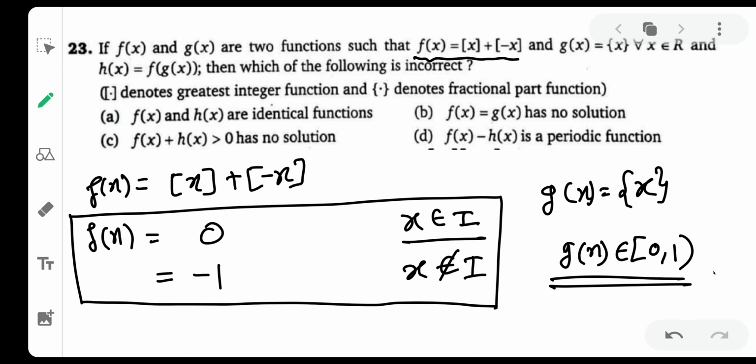Okay. So they are asking a few things. Let us first check option A. Why do we need to check every option? Because they have asked us which of the following is incorrect. So first of all we'll have to check option A: f(x) and h(x) are identical functions. Here h(x) is given to be f(g(x)). So h(x) is equal to f(g(x)).